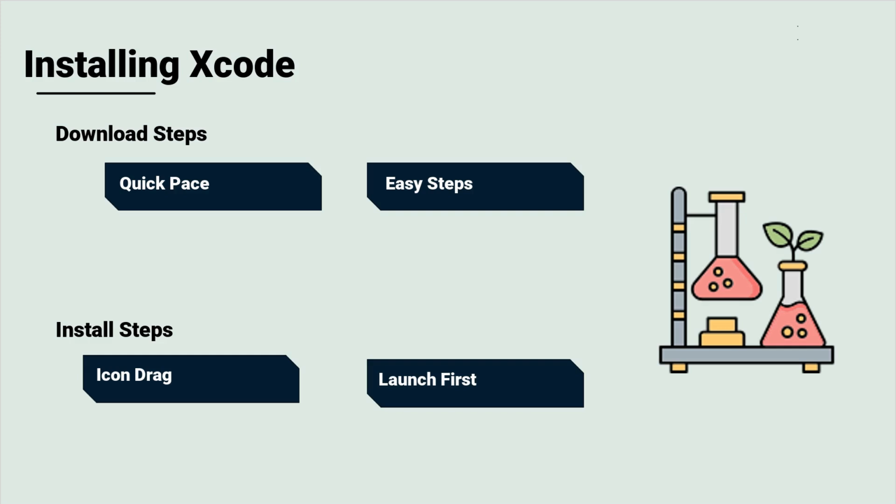Once it's downloaded, locate the file, which will typically be in your Downloads folder. When you find it, double-click to begin the installation process. A window will pop up, and you'll want to drag the Xcode icon to your Applications folder. That's the key part. After that, it'll start copying, and voila! You now have Xcode installed.